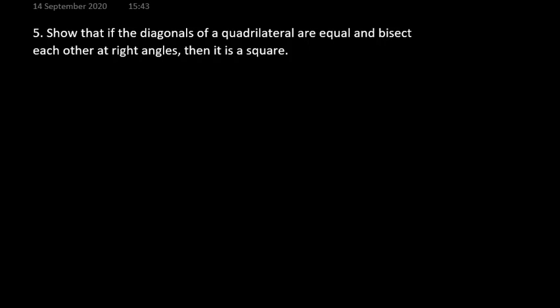Question is, show that if the diagonals of a quadrilateral are equal and bisect each other at right angles, then it is a square. So one quadrilateral is given and the diagonals are equal and bisect each other at right angles. We have to prove that it is a square. That means finally our answer will be a square.